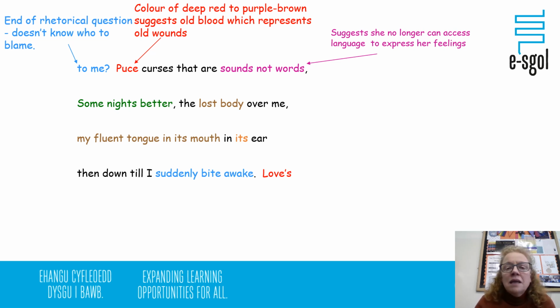Puce curses that are sounds, not words. She can't articulate her feelings anymore. She can't talk about what's going on. So the fact that she talks about sounds, not words, means that she can't express her feelings.